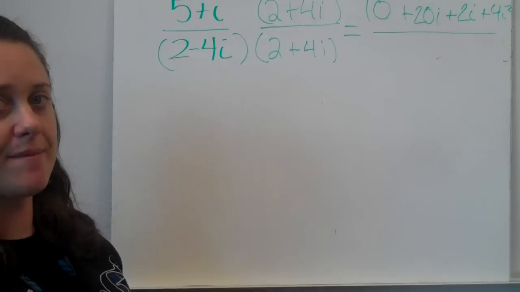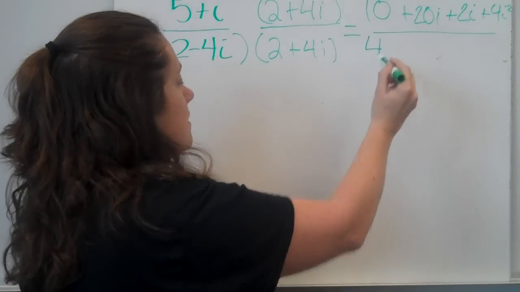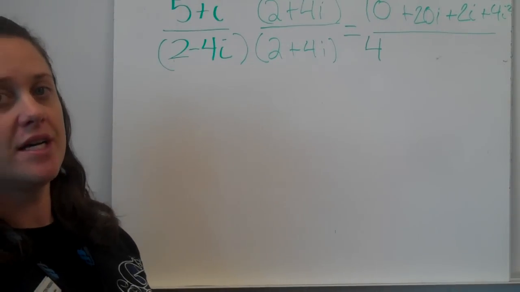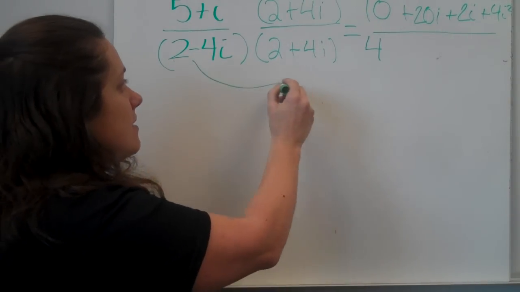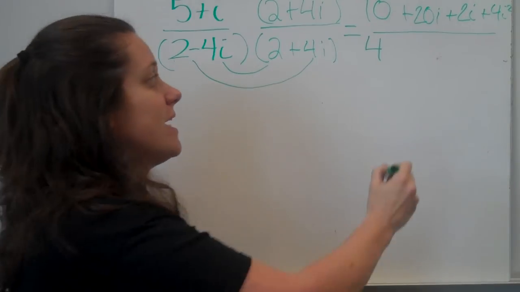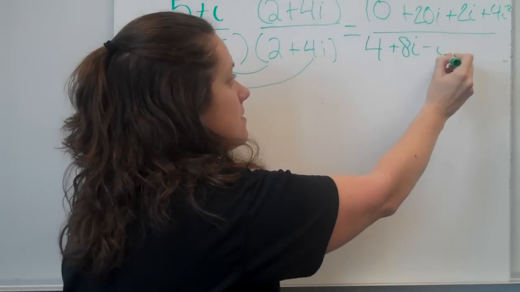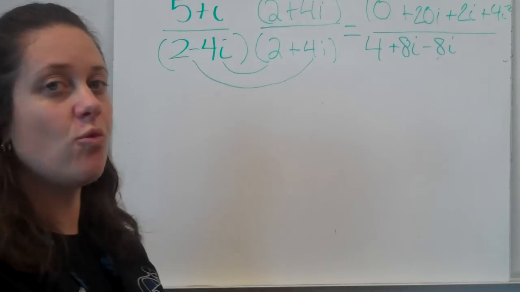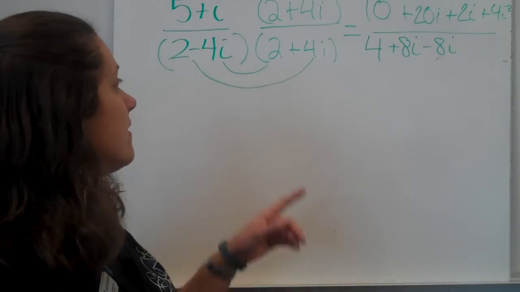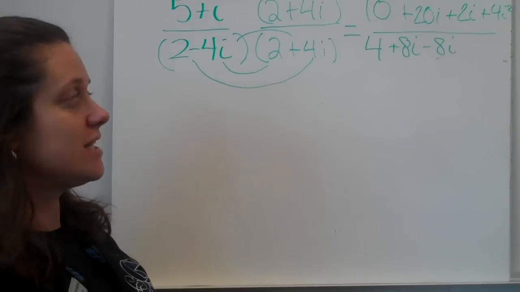Alright, so I foiled the top, now I'm going to foil the bottom. Okay, so the first two terms together are going to make 4. Now realize the outside and the inside are going to cancel each other out, and that's what we want to happen because we definitely want that imaginary number to go away. And then my last two terms are going to give me a negative 16i squared.